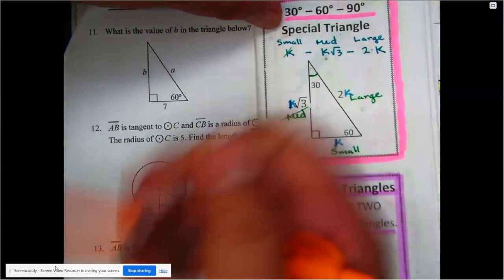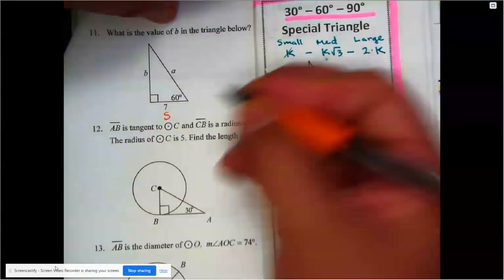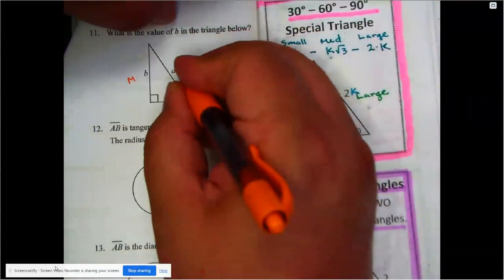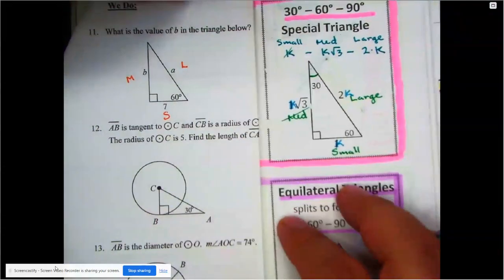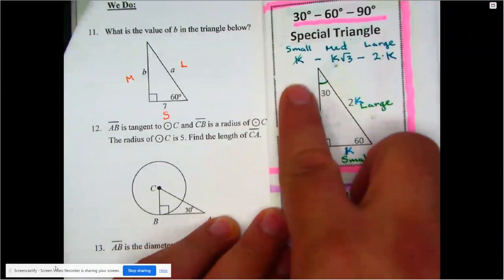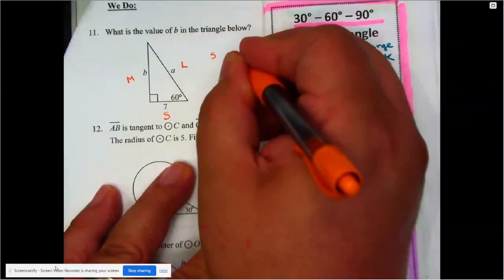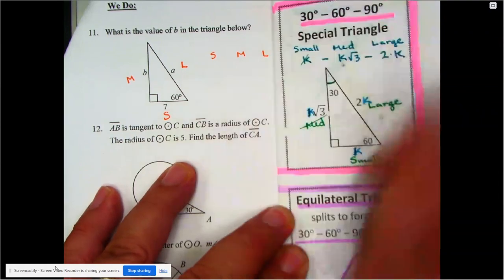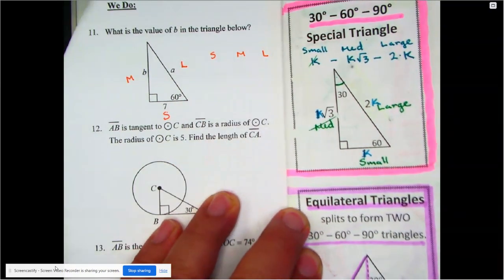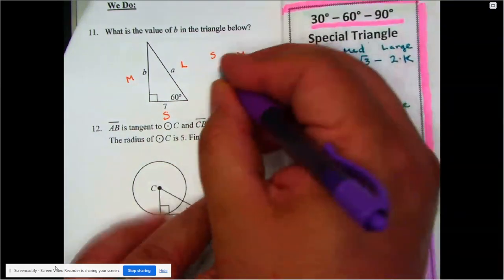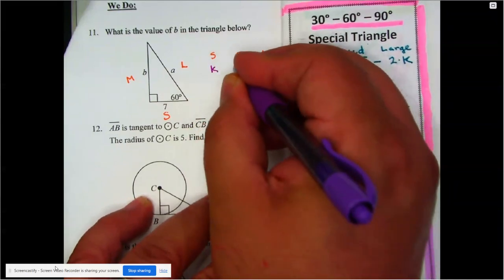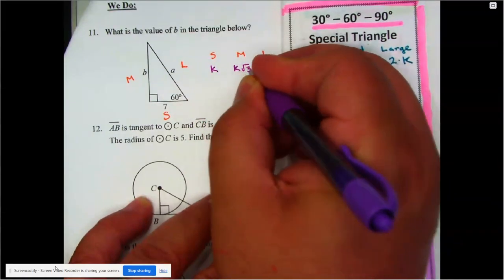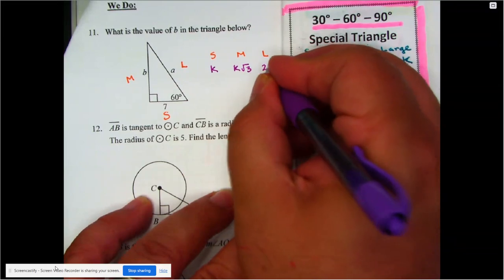small, medium, large. This is the smallest side. This is the medium. The hypotenuse is always the largest side. And then when we do this, there's the small, medium, large. Well, look what else it says to do. The small, it says call it K. The medium is K radical 3. And the large is 2K.